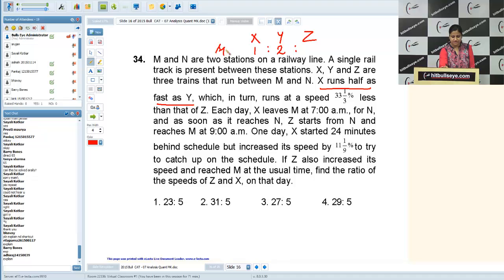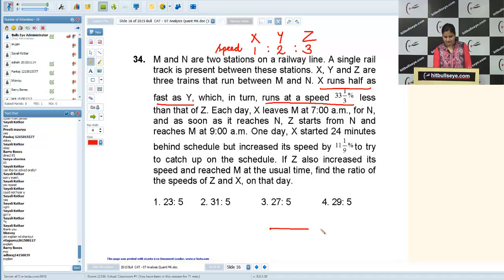I'm writing the speed ratio, which in turn runs at a speed 33 and 1 by 3% less than that of Z. So Z's speed will be 3. Is it okay? That is a simple percentage thing. So their speeds will be in the ratio of 1:2:3.